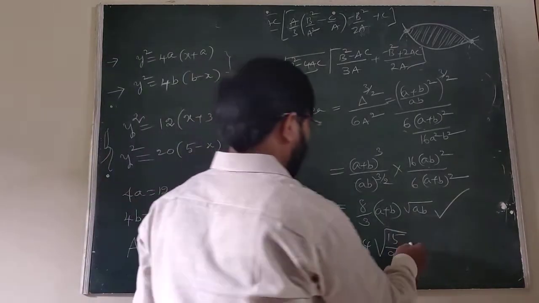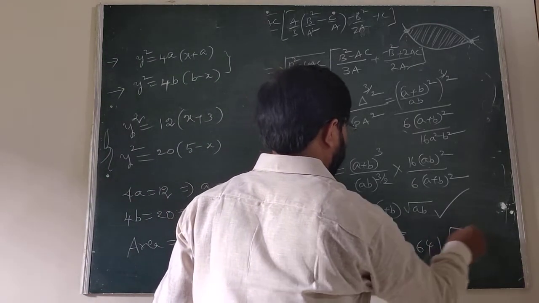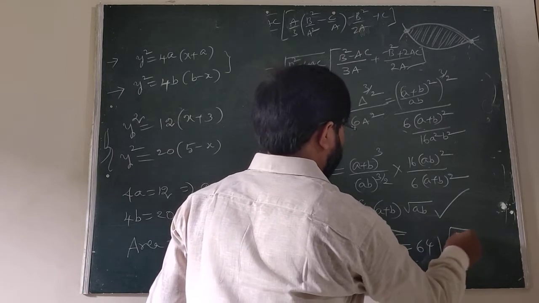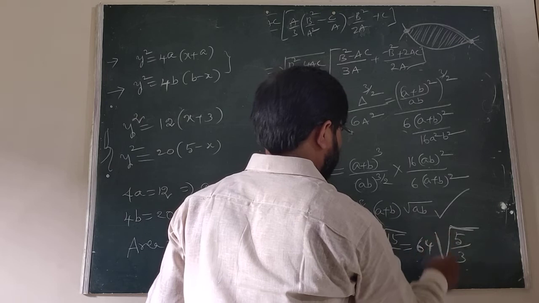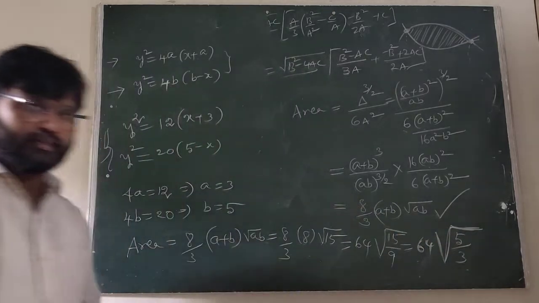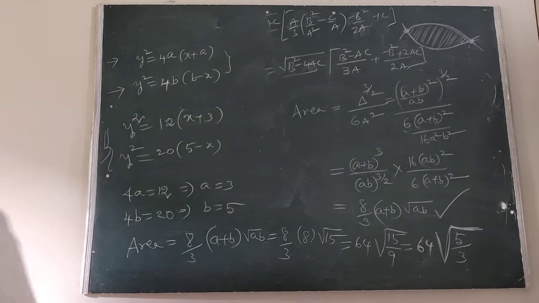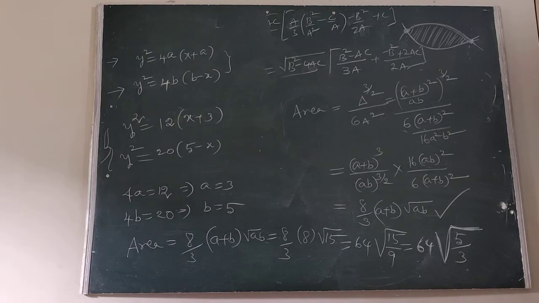This is, we can write, root of 64. 3 5s are 15, 3 3s are 9. This is root of 64 by 5 by 3 square units. What is the answer? Square units. Yes or no?